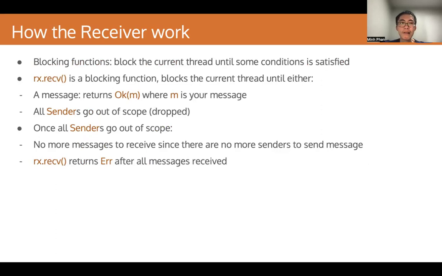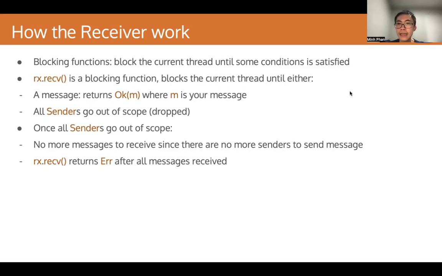Now, a little bit on how the receiver works. As we mentioned, receiver.recv is a blocking function. That means it blocks the current thread. And there are two conditions where receiver.recv will stop blocking. One is once it receives a message, then receiver.recv will return an Ok containing a value m, where m is our message.